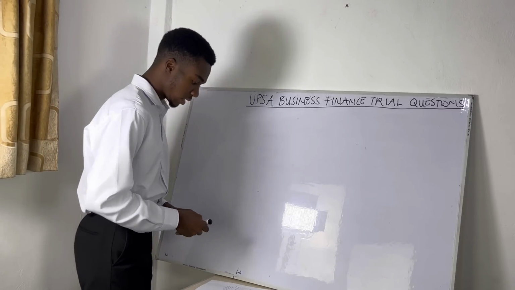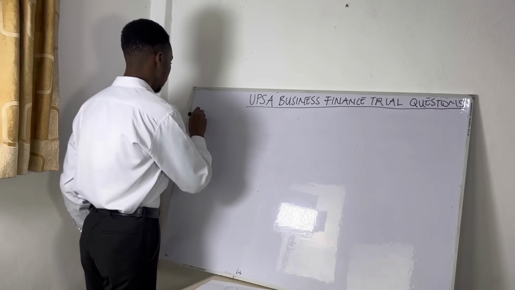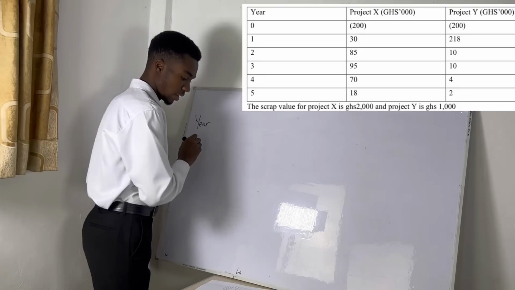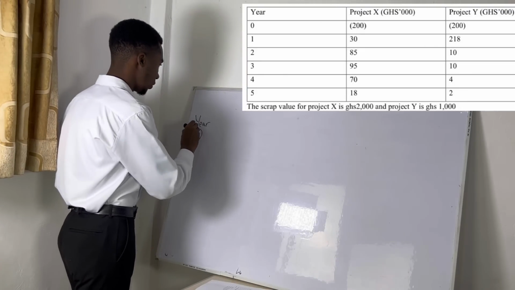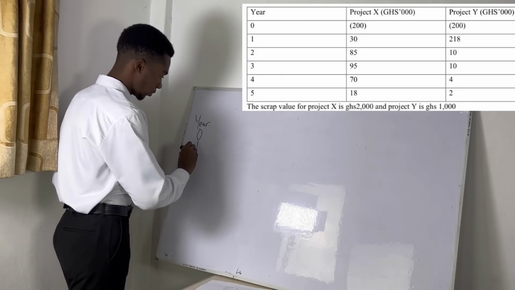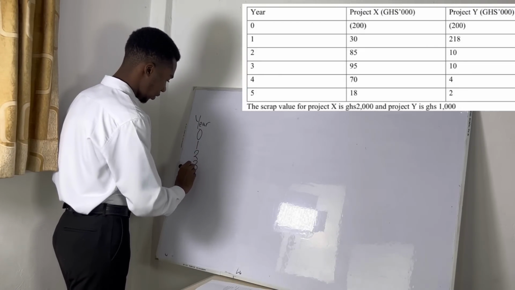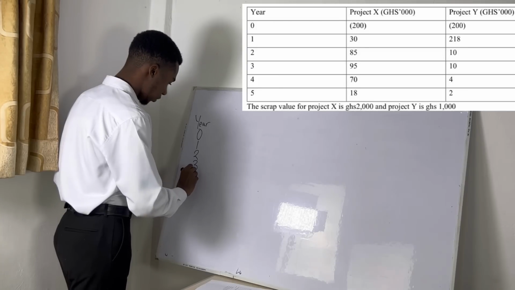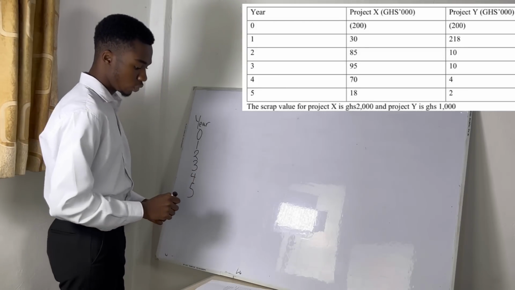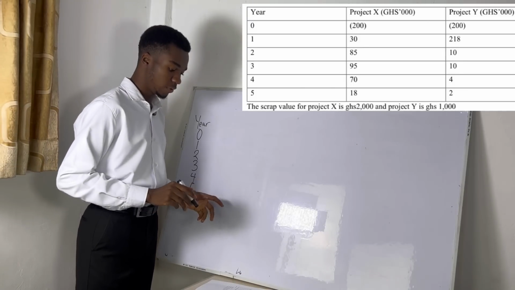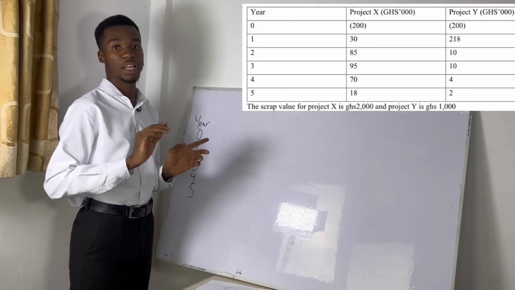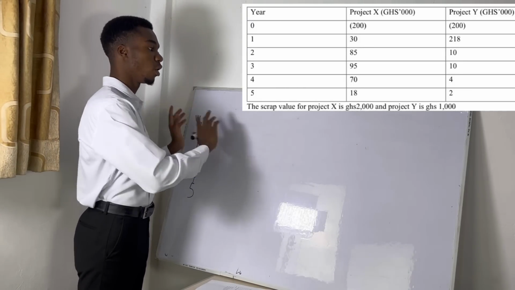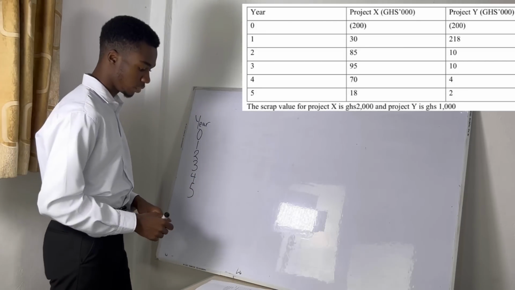So let's write what we have here. So we have the year, then 0, 1, 2, 3, 4, 5. So you know what? Let's start with the NPV of project X. Then after we go to the NPV of project Y. So I'm going to do all of them at the same time, but we'll start with project X.